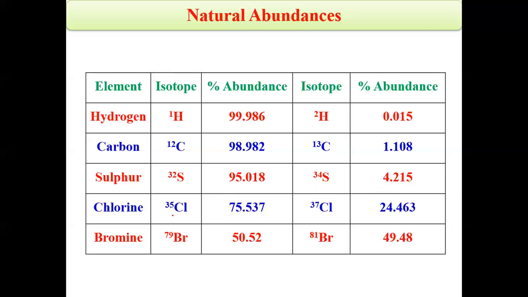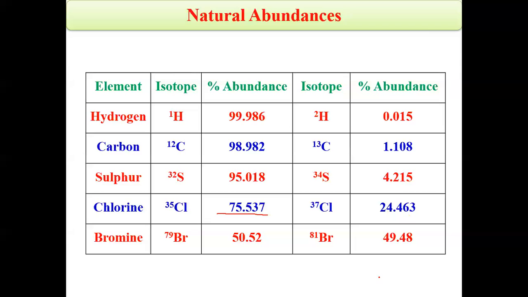Similarly, halogens, especially chlorine and bromine, also exist in two different isotopic forms. Chlorine exists as chlorine 35 and chlorine 37. Chlorine 35 has 75.5% existence, while its heavier isotope has 24.46%. Approximately a 3:1 ratio exists for this isotopic abundance.